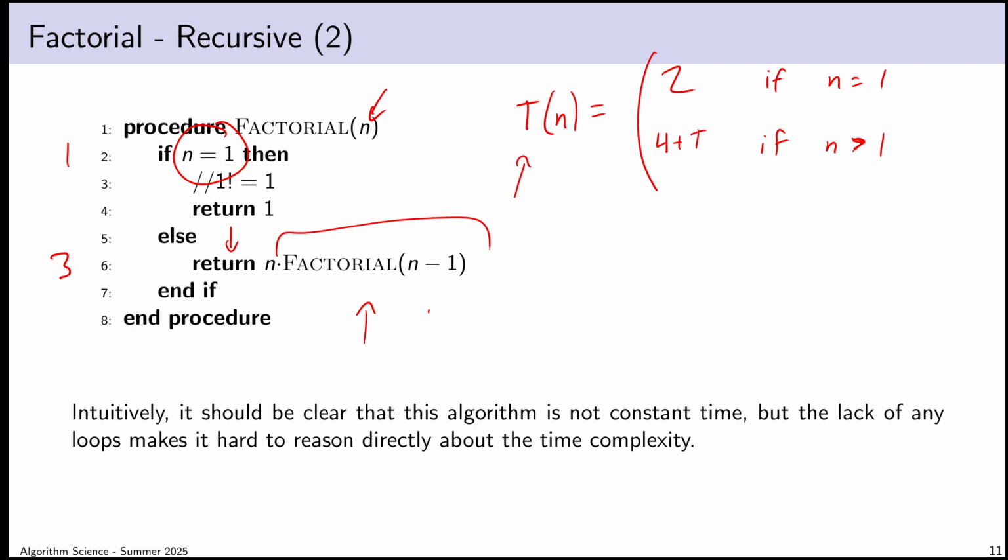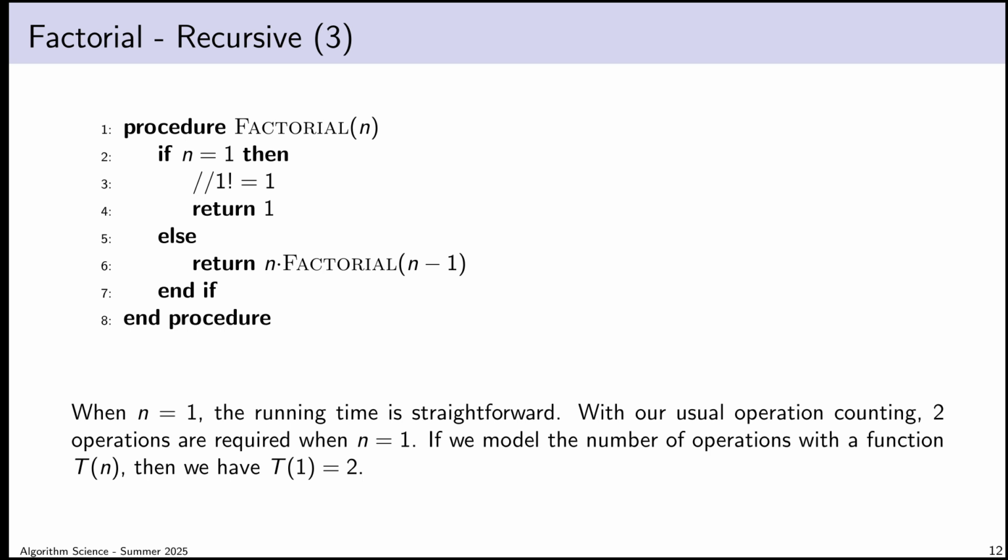So I suppose that means it takes 4 times t of n minus 1, 4 plus t of n minus 1 operations. So I have this expression for running time, and my expression itself for the running time is recursive. Okay, but that's a start. Basically, I can break it into cases. I can say, look, when n equals 1, that's one thing. I can just do operation counting.